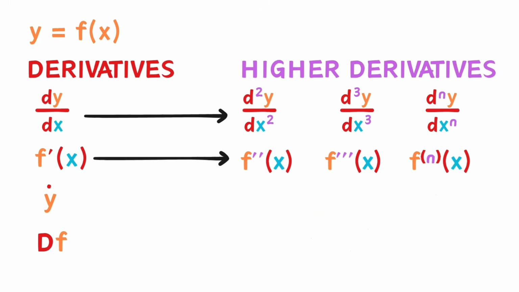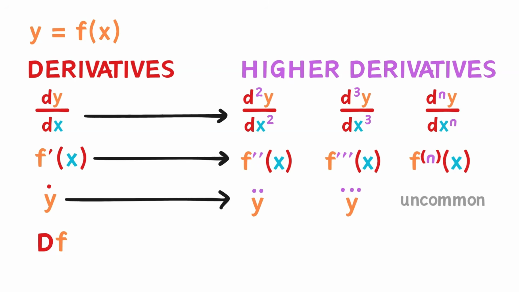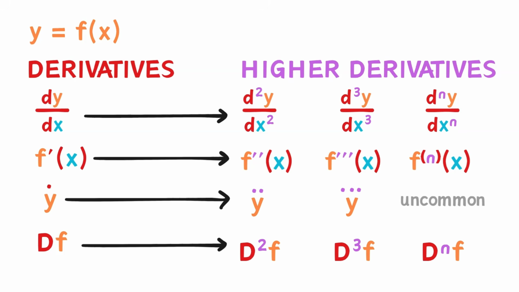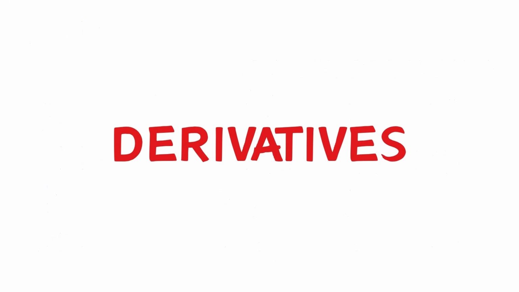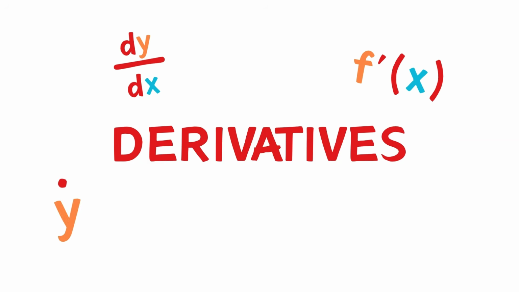Higher derivatives for Euler and Newton notations are pretty straightforward. For Newton, just add more dots, and for Euler, just show the order as a superscripted number. All these notations point to the same exact concept of derivatives. And now, you know what all of these different notations mean. Leibniz, Lagrange, Newton, or Euler, all of them stand for derivatives.